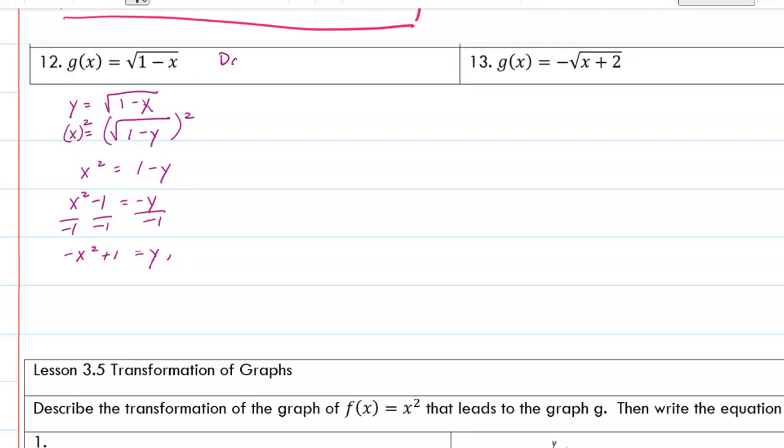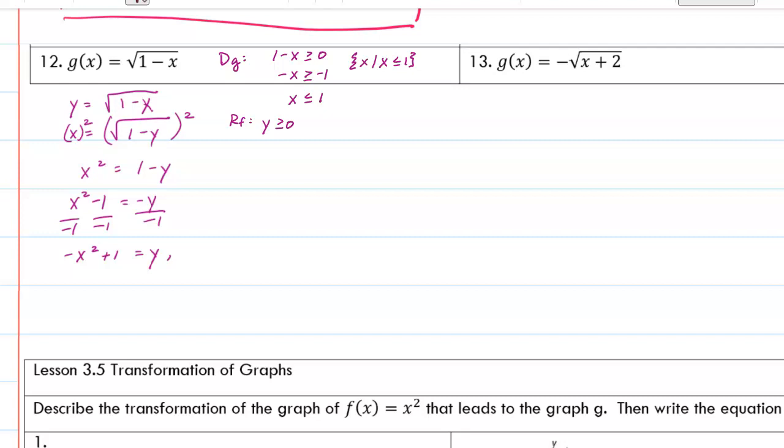of this function. Domain of this function is going to be, let's see, I'm going to take 1 minus x greater than or equal to 0. So negative x greater than or equal to negative 1. And x has to be less than or equal to 1. That's my domain. So x such that x has to be less than or equal to 1.